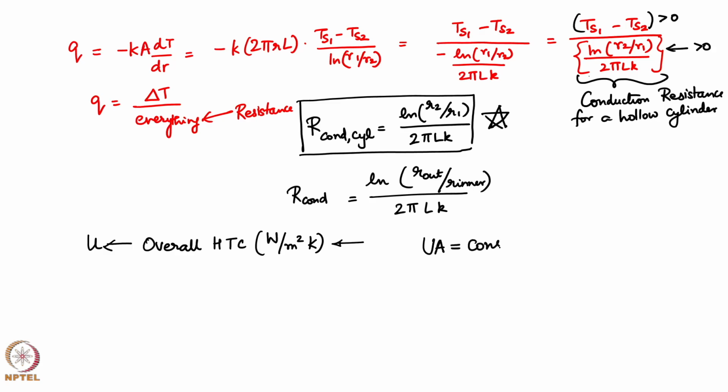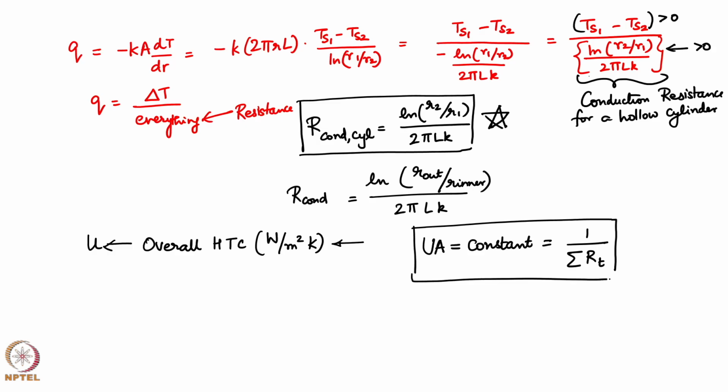UA is a constant. This is something you need to take back home with you, which is nothing but the summation of the thermal resistances in total. This is important, and U by itself has no meaning. We will define this as U1 A1 is equal to U2 A2 is equal to U3 A3 and so on up to UN AN. If there are n surfaces, you can define one overall heat transfer coefficient for each particular area.